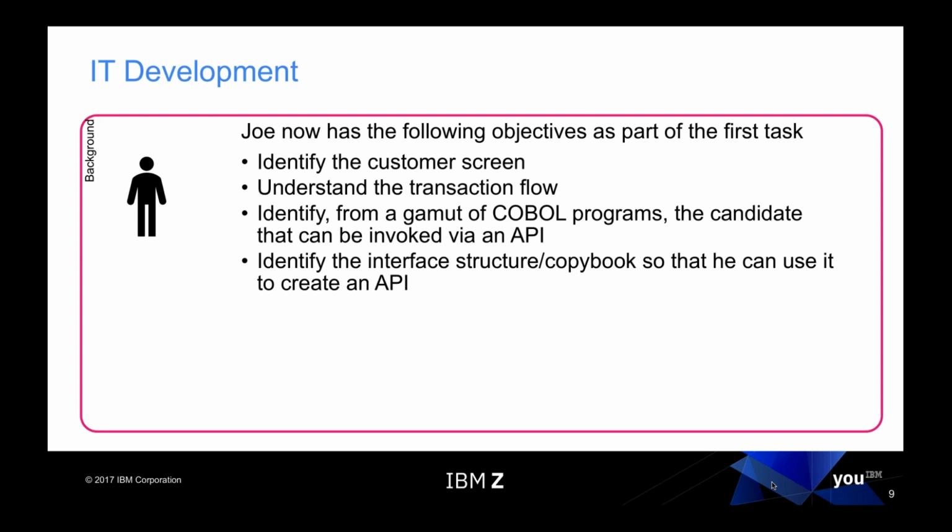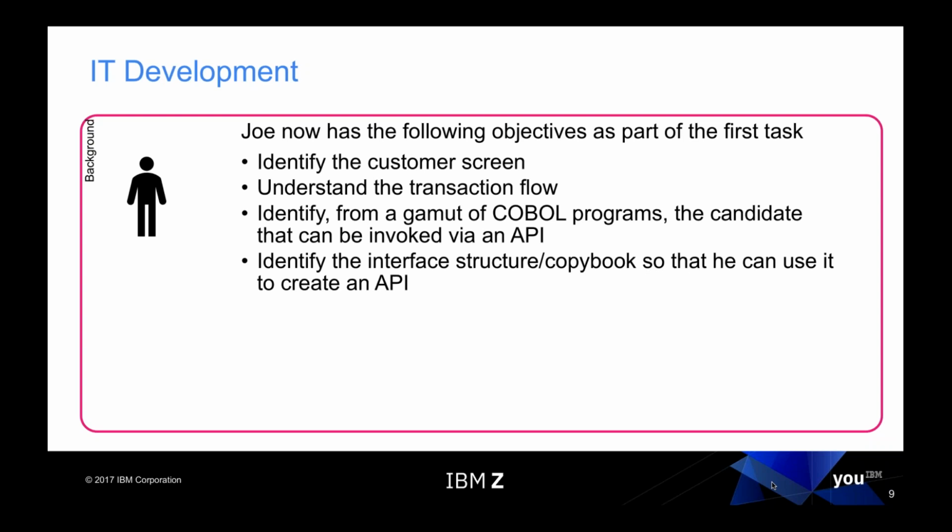Joe has the following objectives. He needs to first identify the customer inquiry screen. There are lots of screens in GenApp, and he doesn't know what to do, so he has to identify the customer screen. He has to understand the transaction flow. Once he identifies the screen, he has to know the flow of the transaction. Then from all the programs involved in a transaction, he needs to identify a couple of candidates that can be invoked via an API. And not just that, he needs to find out the exact interface structure, because that is what z/OS Connect as a product needs to start with creating an API.